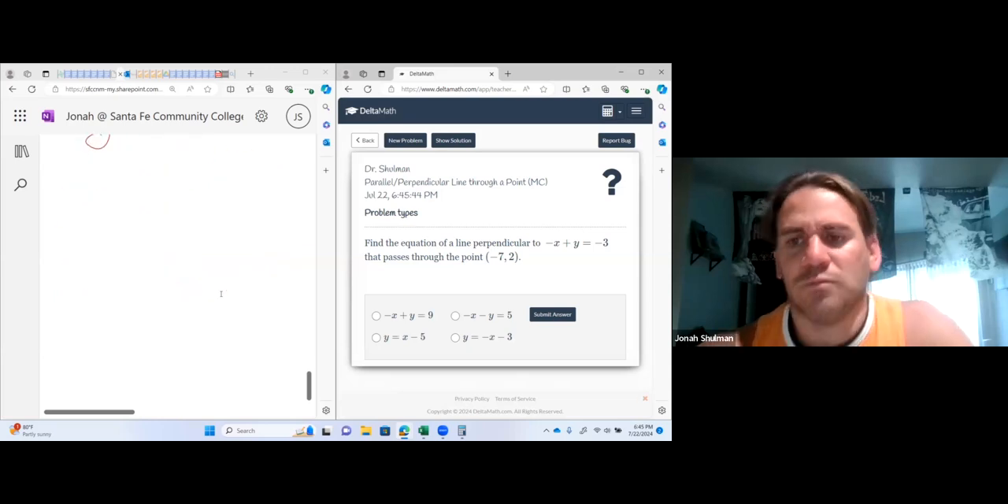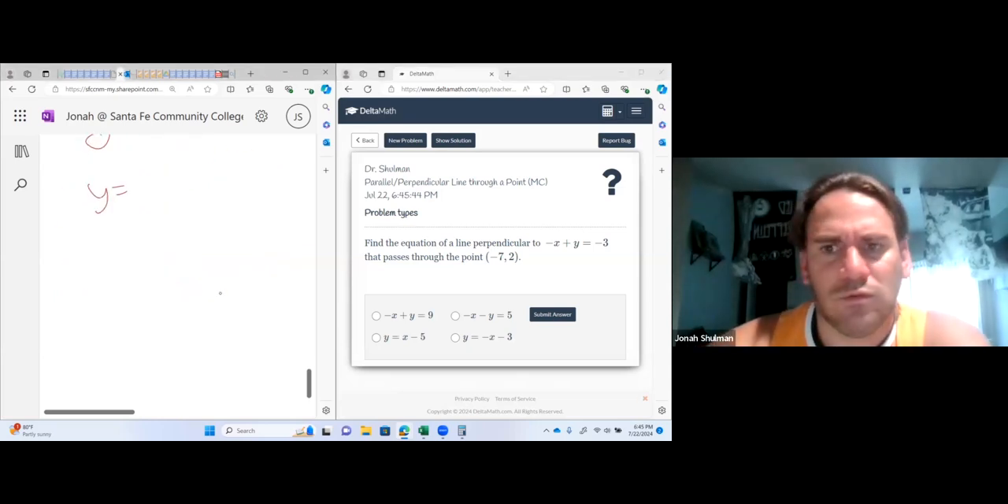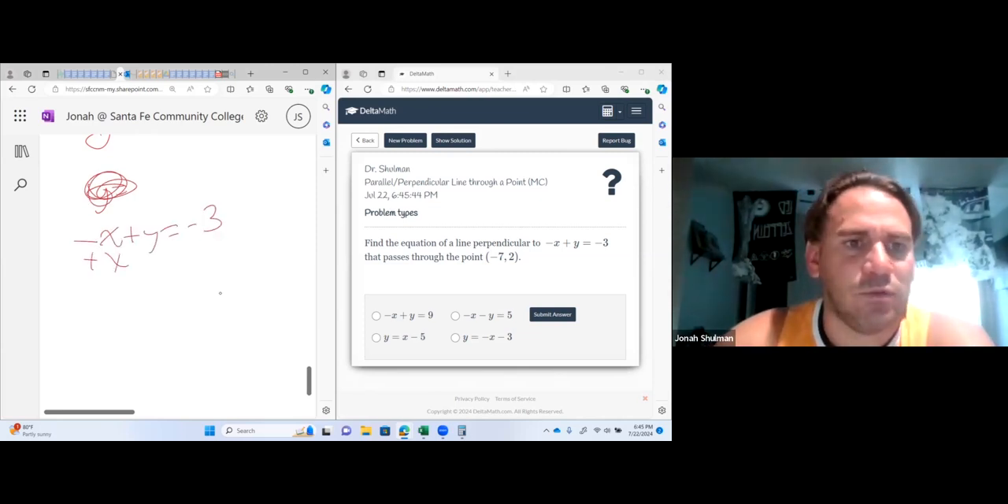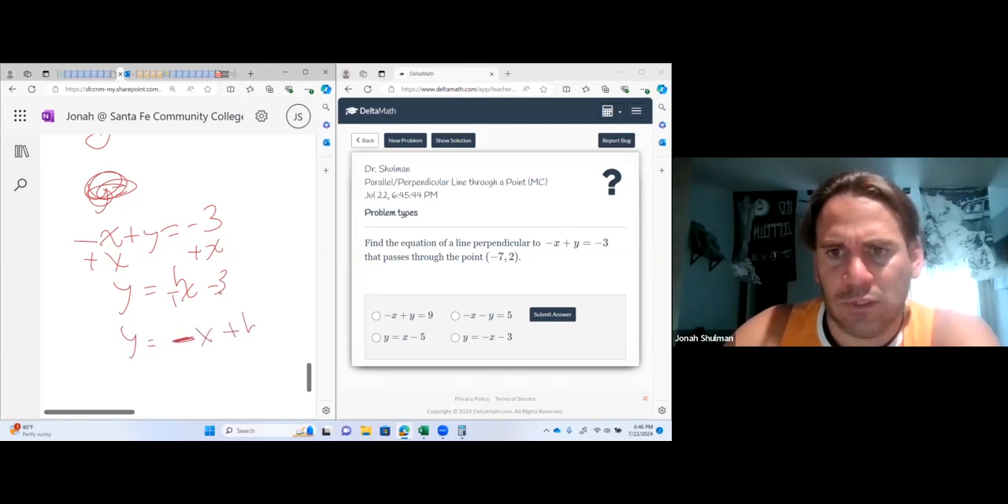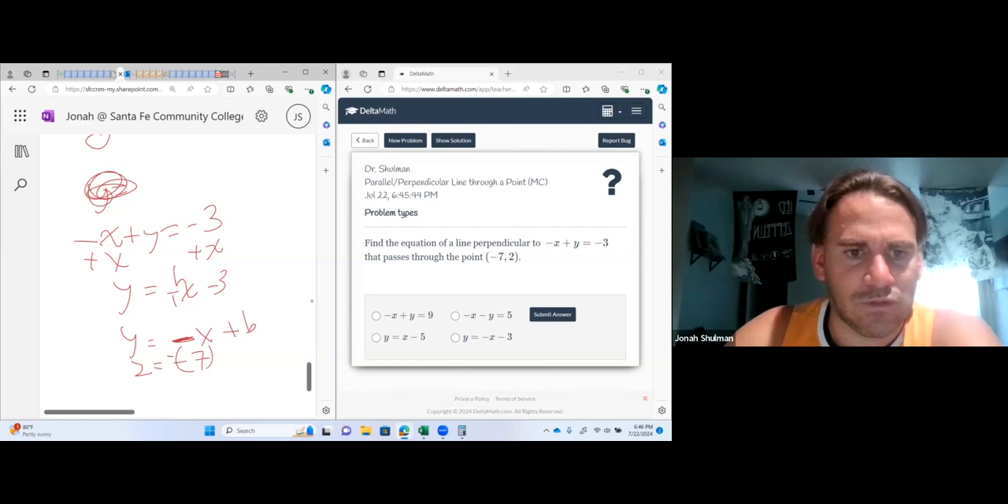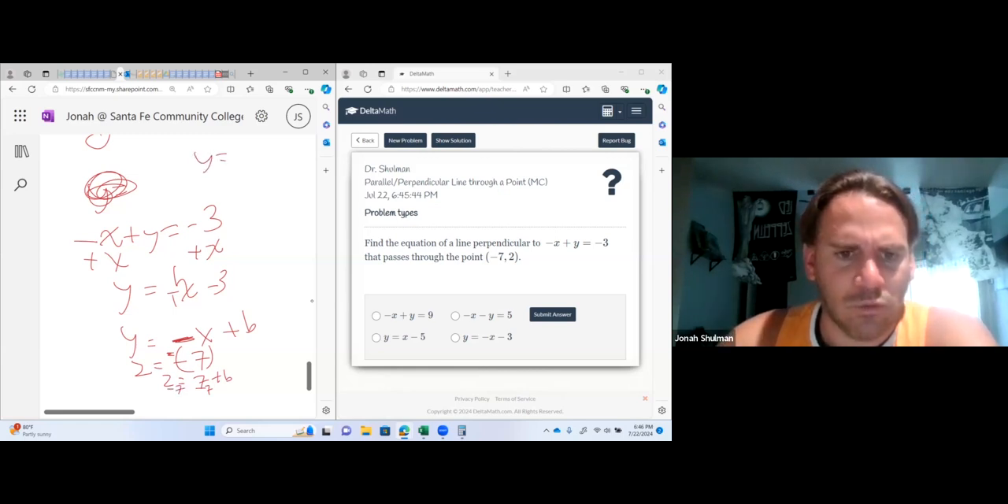This is the exact same one, but now it's perpendicular. So I'll start from the beginning. So negative x plus y equals negative 3. We got to add x to both sides. So we have y equals x minus 3. So what is perpendicular? This is 1/1. So we know it has to be y equals negative x plus b, and there's your point. So 2 equals negative 7. But it's 2, that's why you should always have parentheses, because 2 negatives make a positive. So 2 equals 7 plus b minus the 7s. So your final equation is y equals negative x minus 5. That should be a choice.